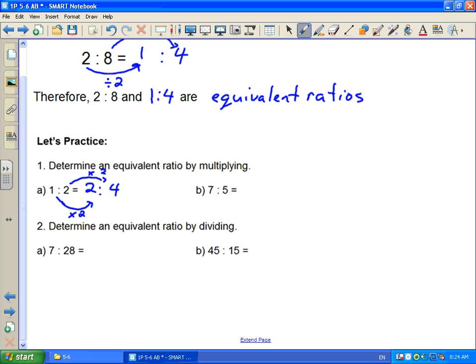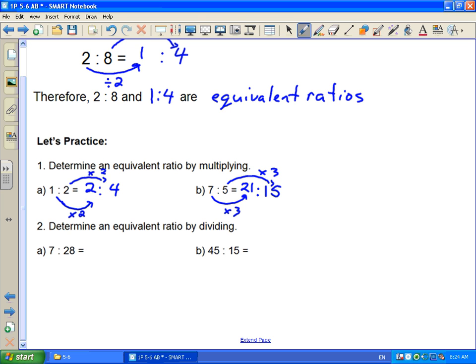I can take my 7 to 5 here. I can multiply the 7 by 3, and multiply the 5 by 3. And I can pick any number I want to do this multiplication here, as long as I don't choose 1. So 7 times 3 is 21. 5 times 3 is 15. So an equivalent ratio there is 21 to 15.